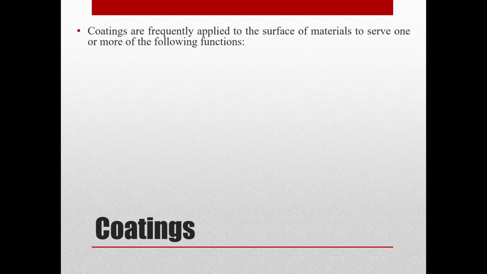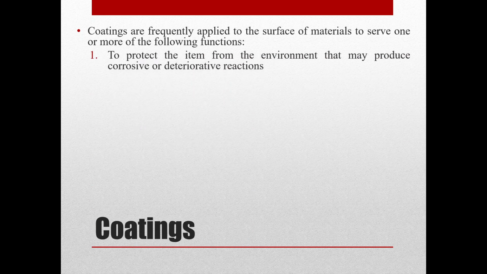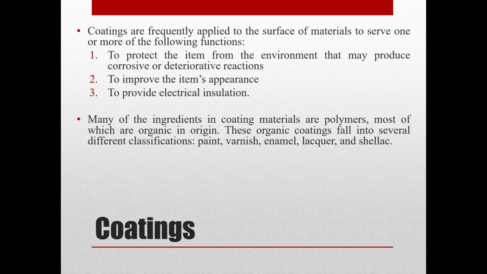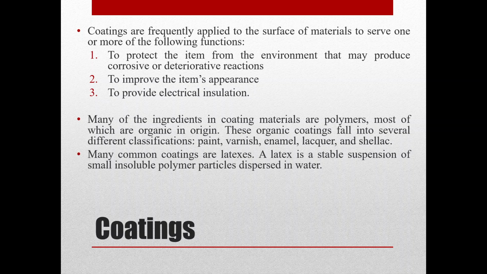So next we come to the classification of coatings, where coatings are frequently applied to the surface of materials to serve one or more of the following functions: to protect the item from the environment that may produce corrosive or deteriorative reactions, to improve the item's appearance sometimes, to provide electrical insulation. Many of these ingredients in the coating materials are polymers, most of which are organic in origin. These organic coatings fall into several different classifications like paint, varnish, enamel, lacquer, and shellac.